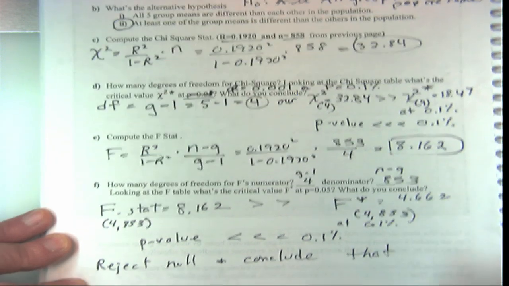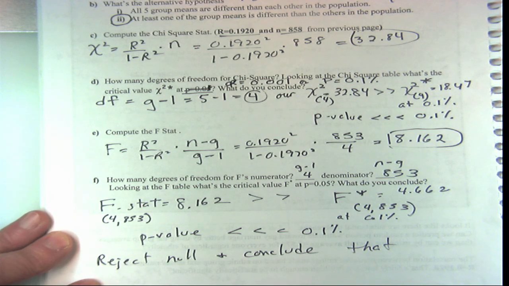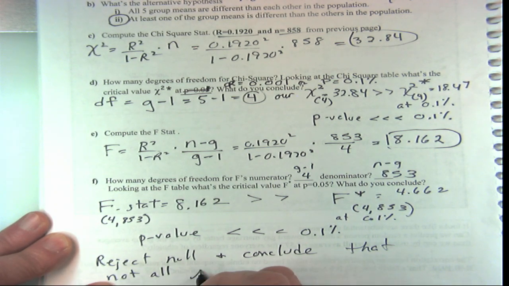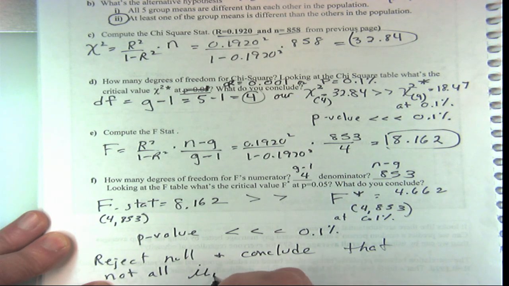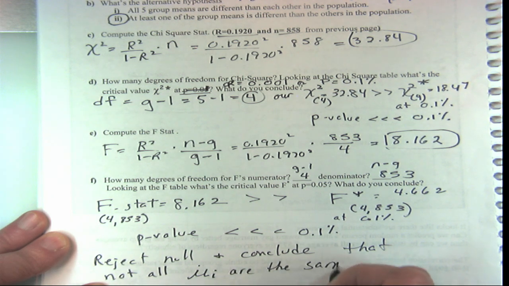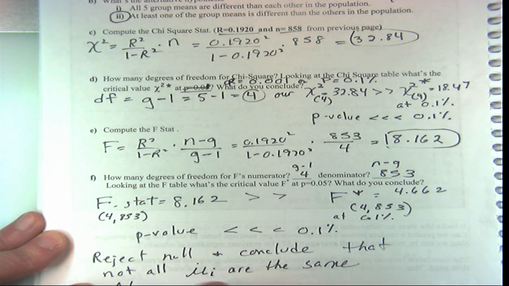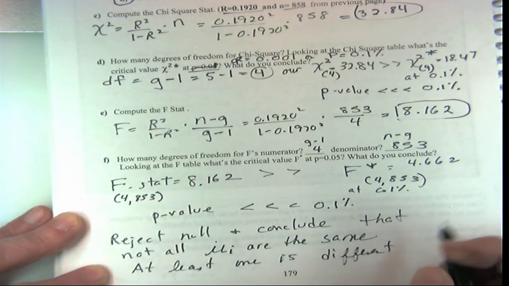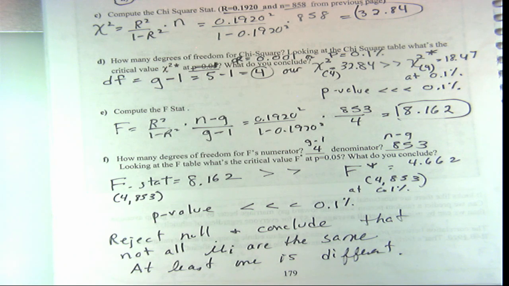that not all those group means, not all the mu sub i's are the same. In other words, at least one is different in the population. This one is different. Okay? So it reflects some real difference in the population.